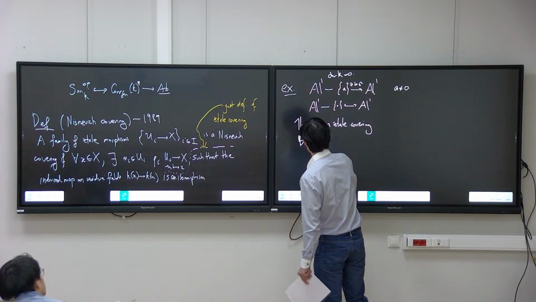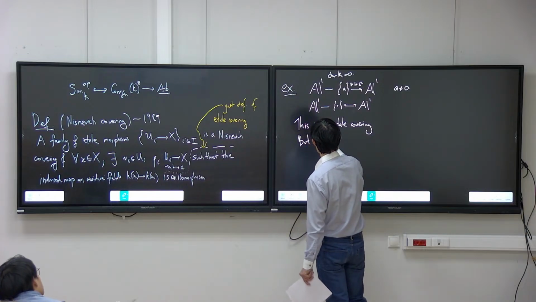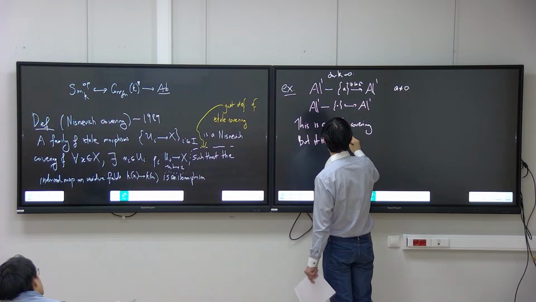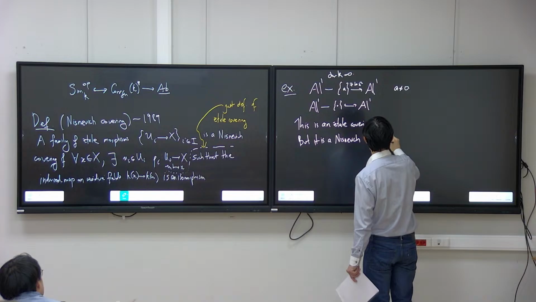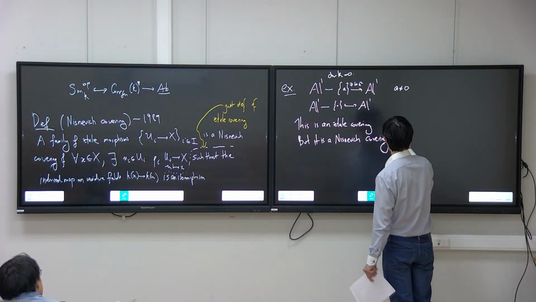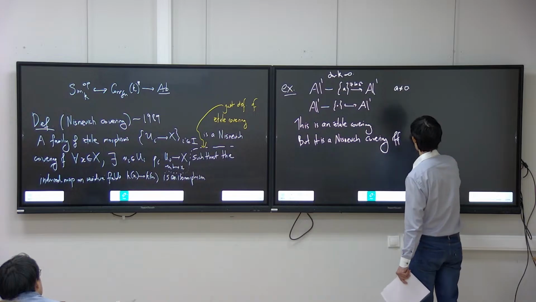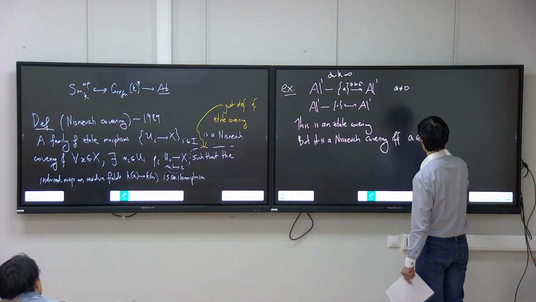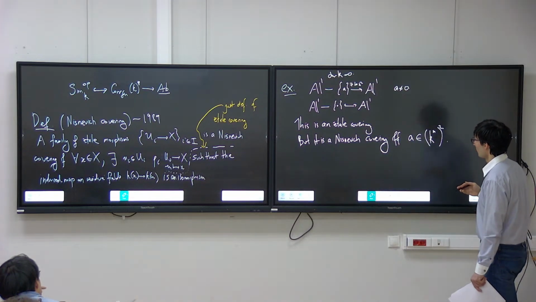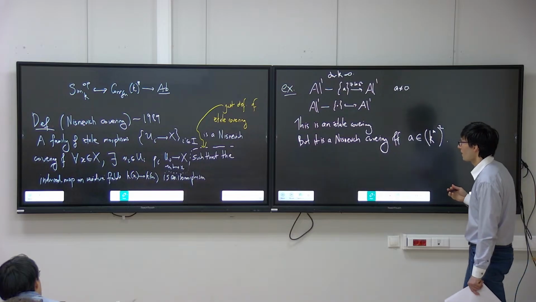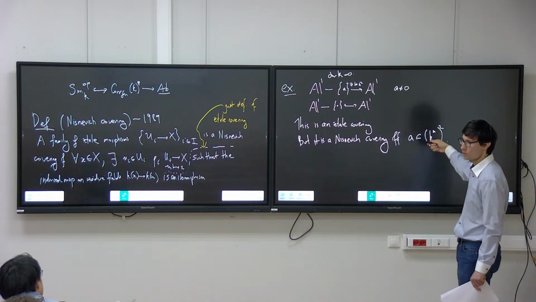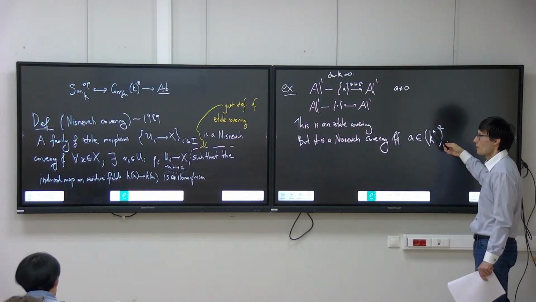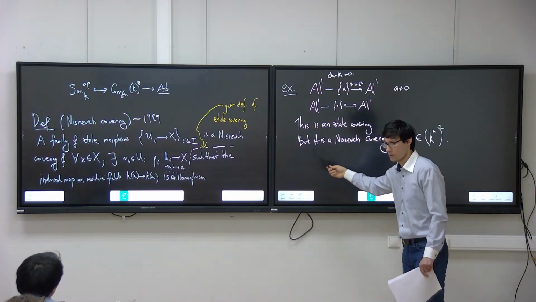But it is a Nisnevich covering if and only if this point a is actually a square. So the Nisnevich covering is picking out some kind of arithmetic information, a little bit finer than in the étale situation.